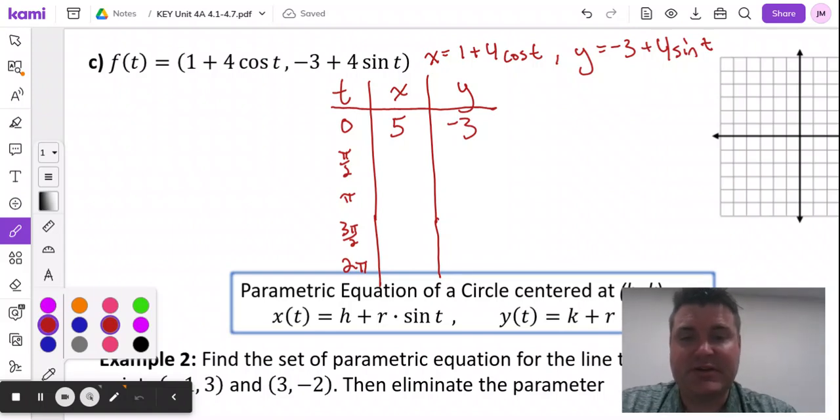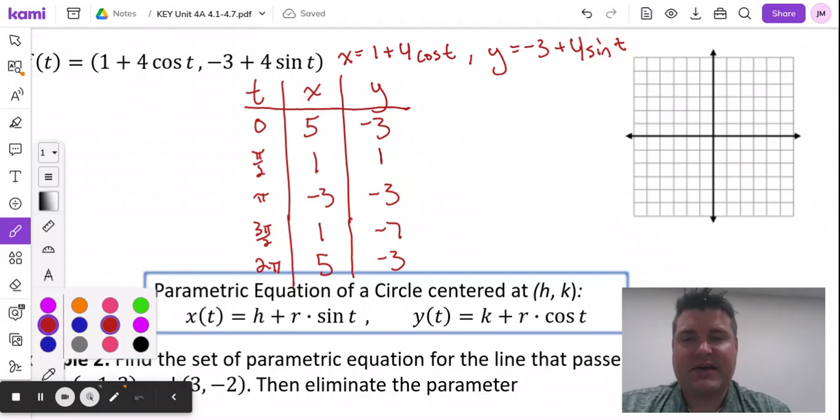At pi over 2, cosine is 0, so I'm going to get 1. And sine at pi over 2 is 1, so I'm going to get negative 3 plus 4, which is 1. At pi, cosine is negative 1, so we're going to get negative 4. 1 plus negative 4 is negative 3. And again, sine is 0, so the y value will be negative 3. 3 pi over 2, I'm going to get 1. And then sine is now negative, so I'm going to get negative 7. And 2 pi is going to be the exact same thing as 0 here. So I'm kind of looping around. So when I graph this, I'm going to have 5, 1, 2, 3, 4, 5, down 1, 2, 3, 1, 1, negative 3, negative 3, 1, negative 7.